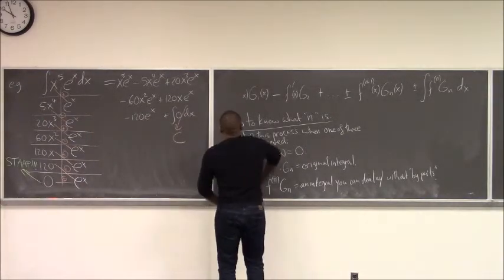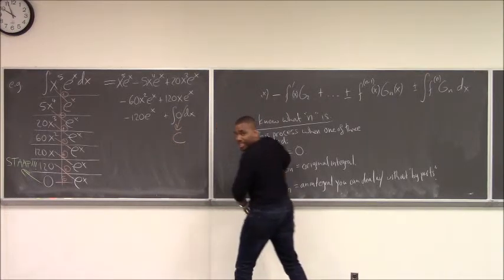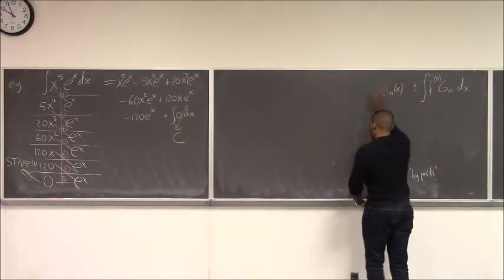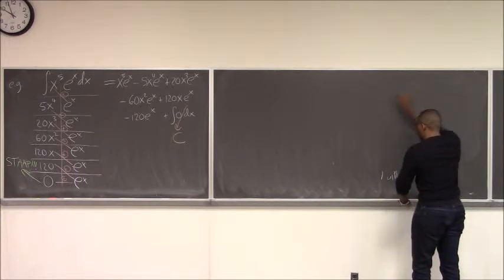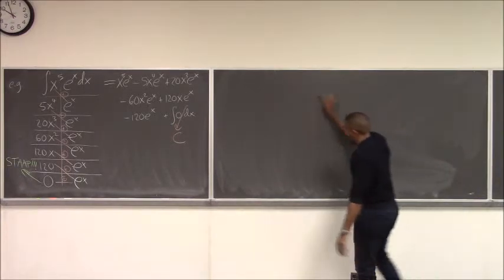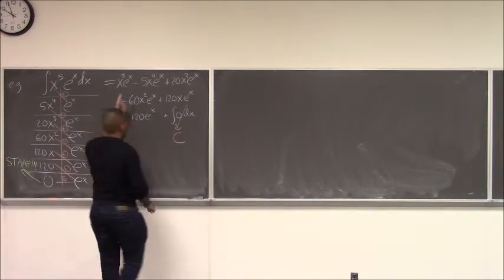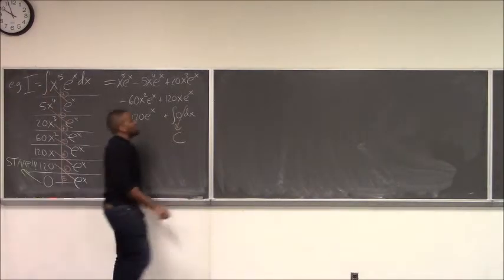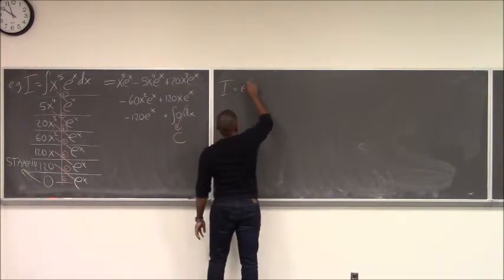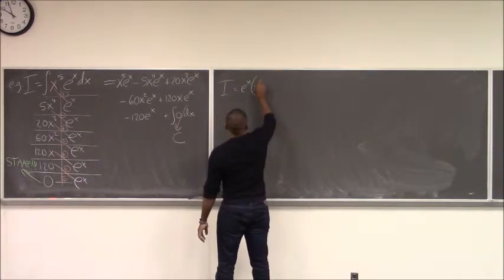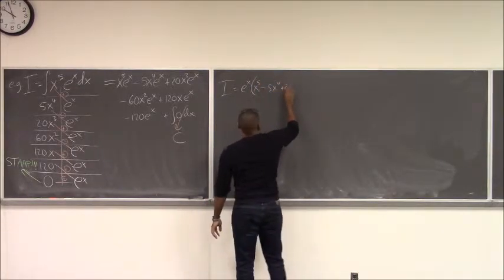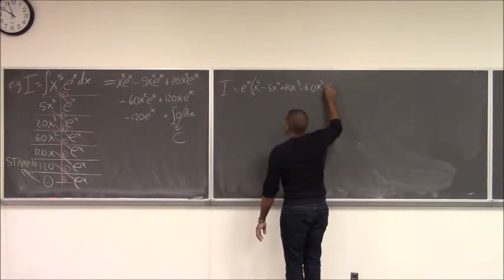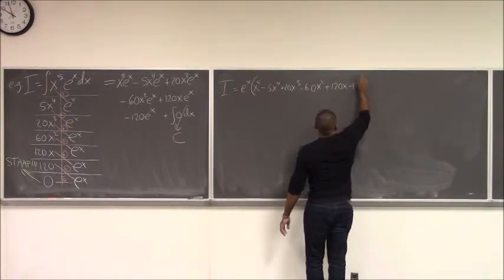Now, if you're interested, you can do this directly with the formula. And eventually you get there. It probably won't be a lot of fun, but you can try if you want. Doing integration by parts 5 times in a row will actually get you this. So if I call this guy I, then I is equal to, well, e to the x is a common term, so it's just x to the fifth minus 5x to the fourth plus 20x cubed minus 60x squared plus 120x minus 120 plus c.